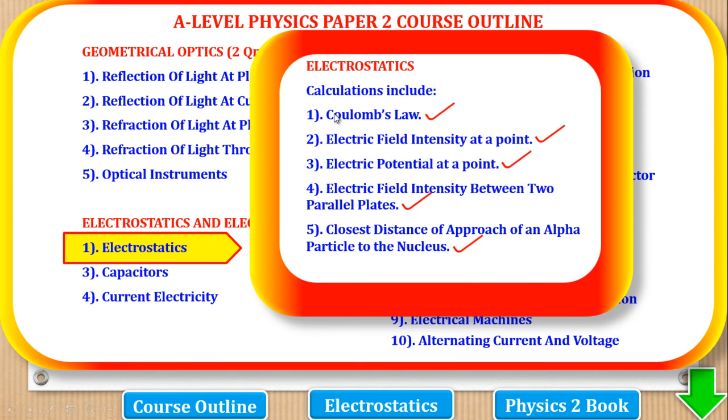So in this video, previously we covered Coulomb's law, that is electrostatic force. Then we covered also electric field intensity at a point. We also covered electric potential at a point, and in this video we are going to cover these last 2 parts. We shall cover electric field intensity between 2 parallel plates, and also closest distance of approach of an alpha particle to the nucleus.